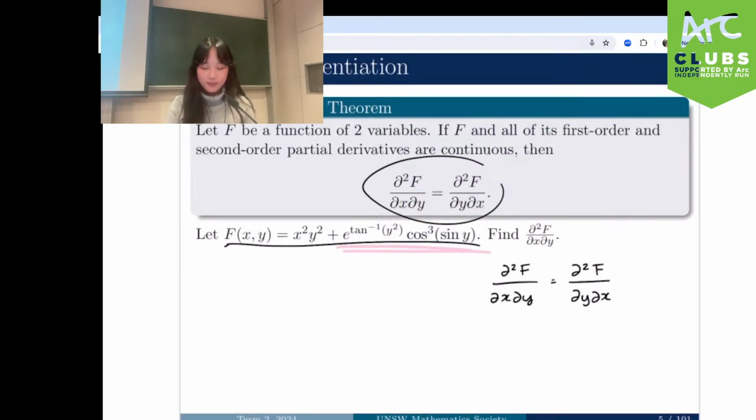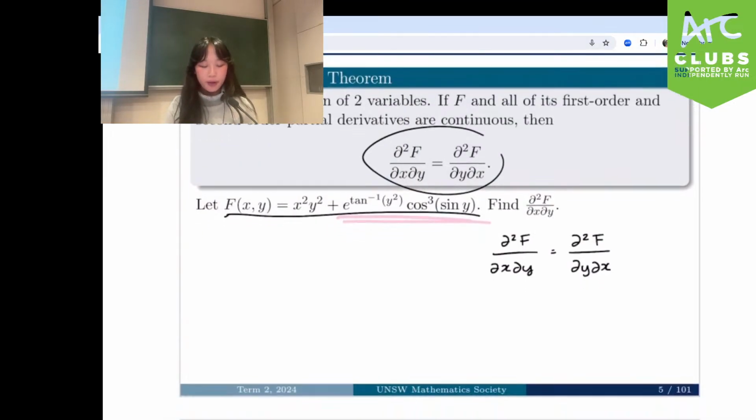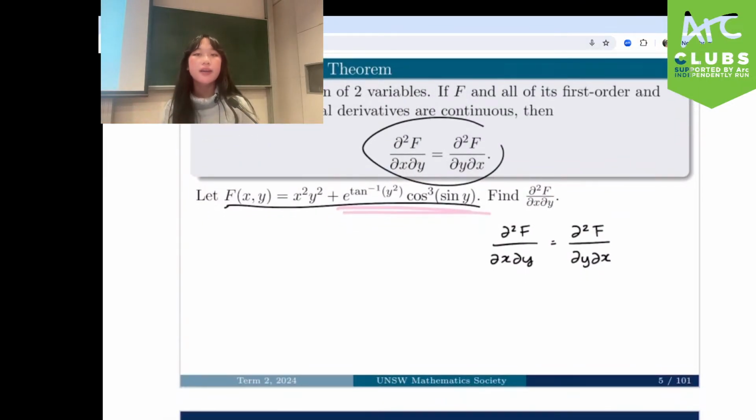It would make our lives easier if we took the partial derivative first in terms of y and then in terms of x. So let's look at that in action. If we took the partial derivative with respect to x first, we would get, what would we get?